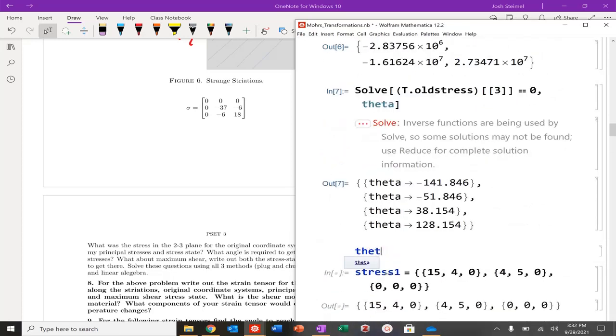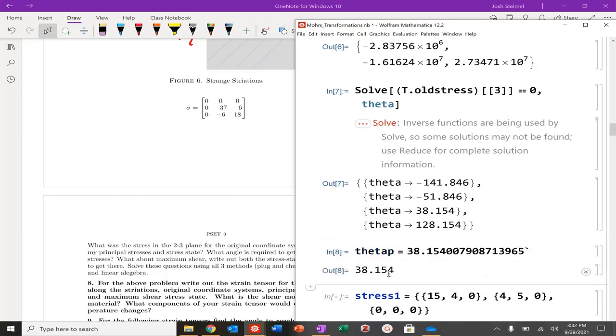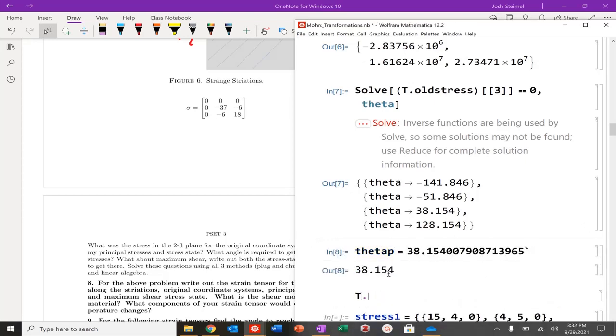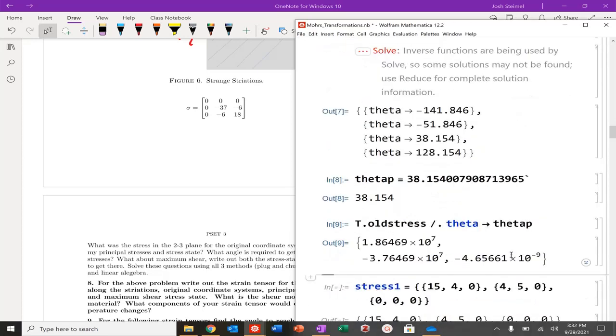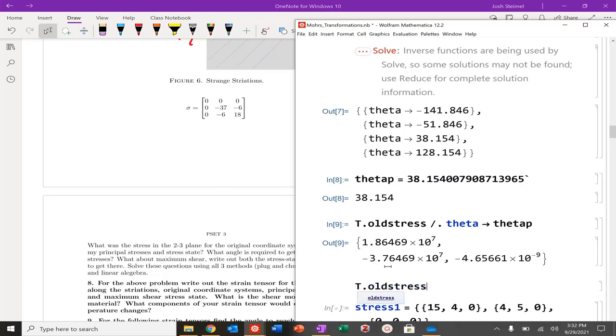So theta p, principal, is this. What's my stress state there? If I do T dot old stress with theta going to theta p, then voila, this is 0. So that is the rotation. I need to go from my original coordinate system counterclockwise 38.145 degrees in order to get there. To find my maximum shear stresses, I could also look at T dot old stress, and then look at that third equation.